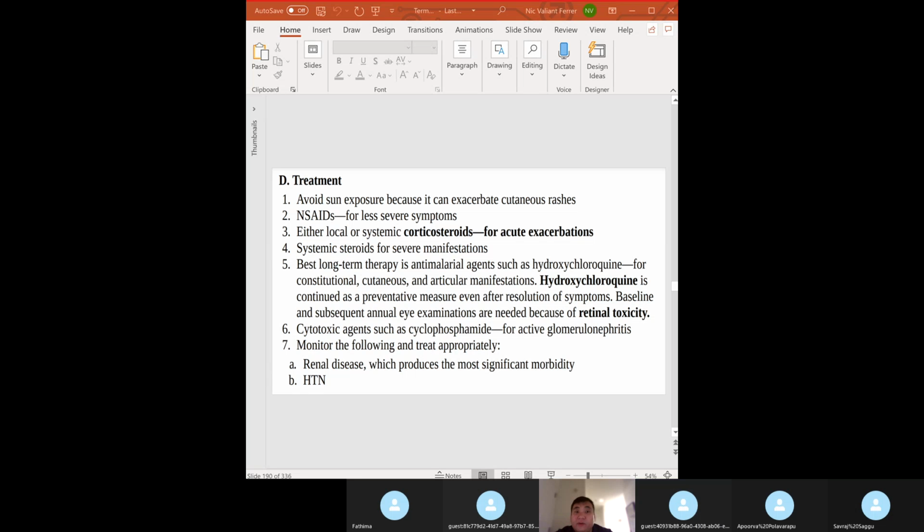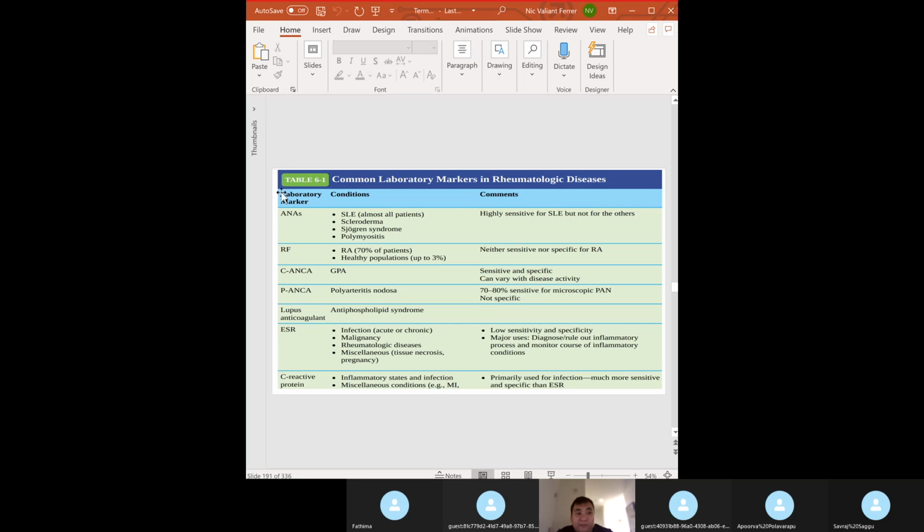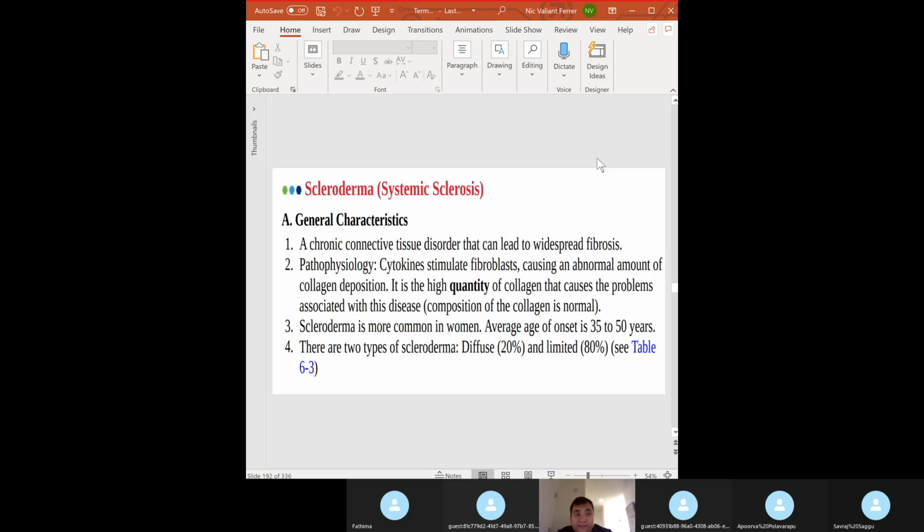What else? Scleroderma. What else? Sjogren, right? What else? Mixed connective tissue disease. What else? Polymyositis, dermatomyositis, and drug-induced lupus. Okay, these are the conditions in which ANAs are elevated. Don't forget those. So, common laboratory markers. Guys, there's a high-yield table here. Put a star here. Know them well. Those are high yield. Scleroderma.